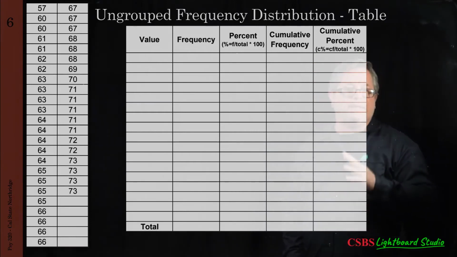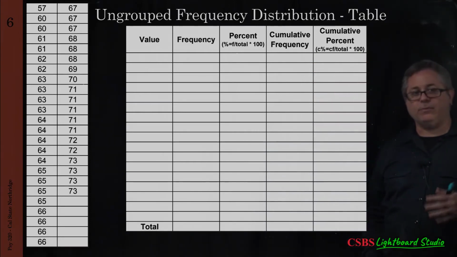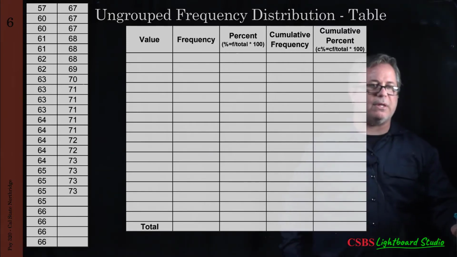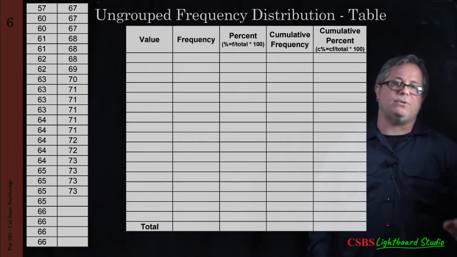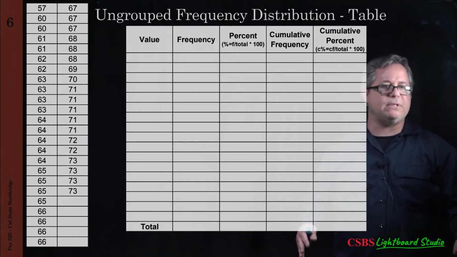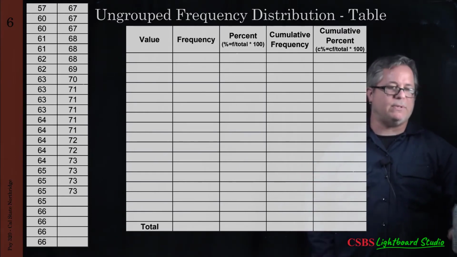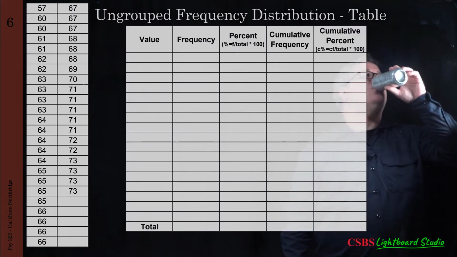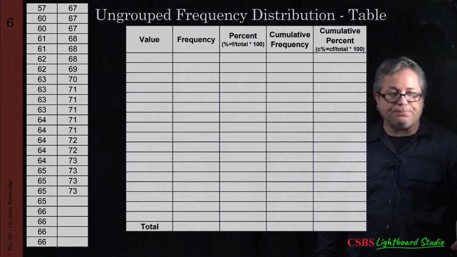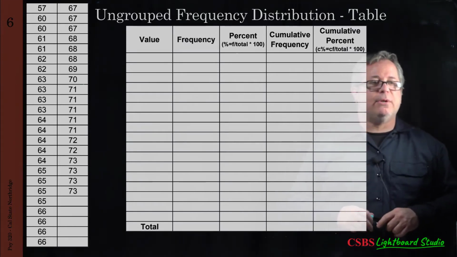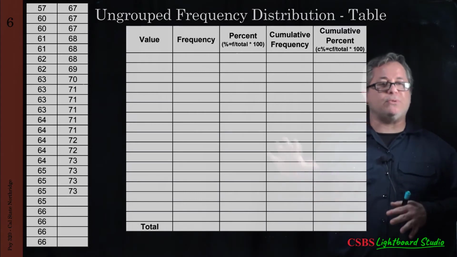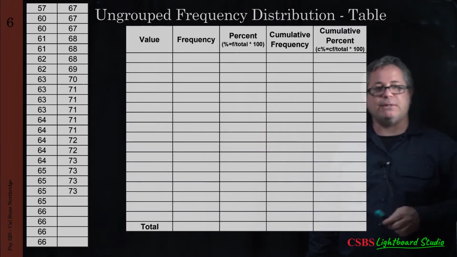Now you can see with data like this, it ranges from 57 to 73. But there's also a lot of redundancy. All right, so we have one 57, great. We have two 60s. So the fact that we have 60 twice means it's sort of redundant. There's probably a better way to organize this so that those pieces of information are separated. And that's what this ungrouped frequency distribution does.